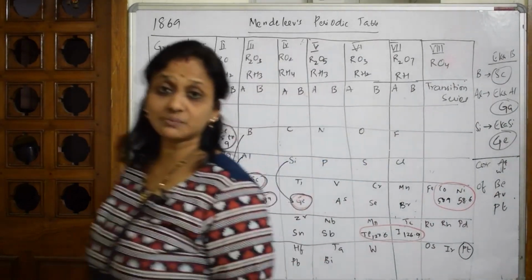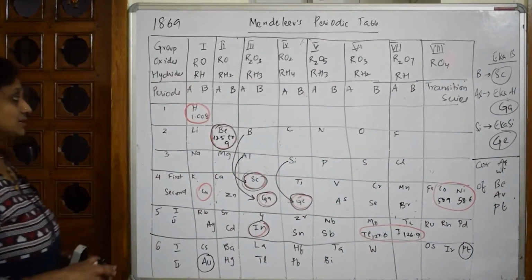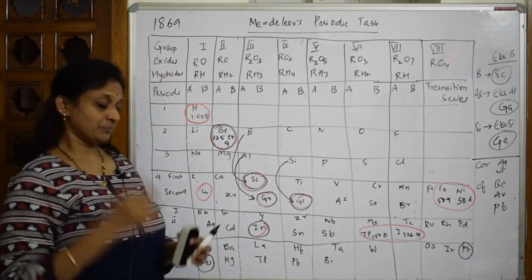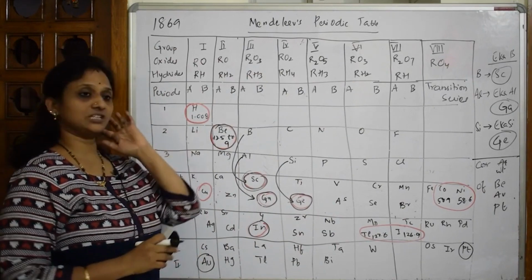That is the merits. Let us come back to demerits now. So the first important demerit is basically the hydrogen element, right?